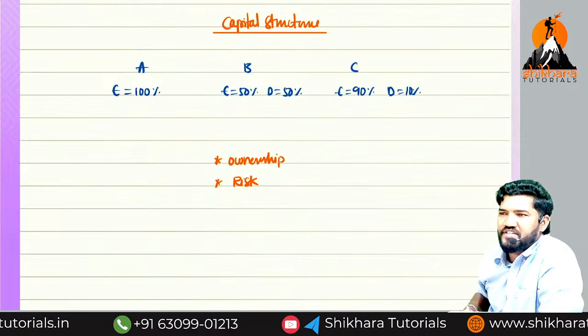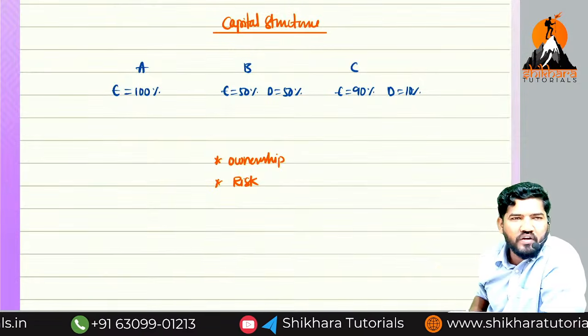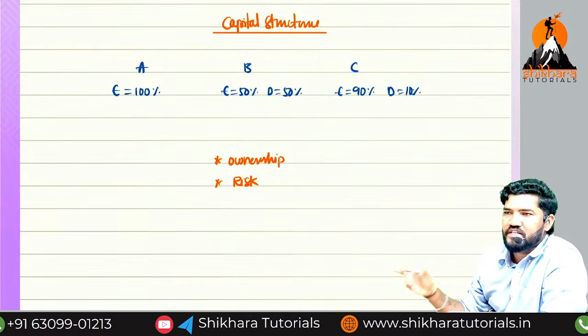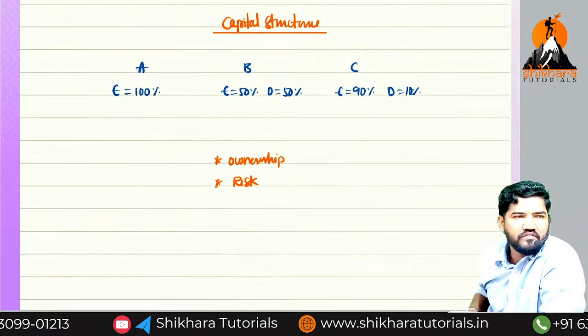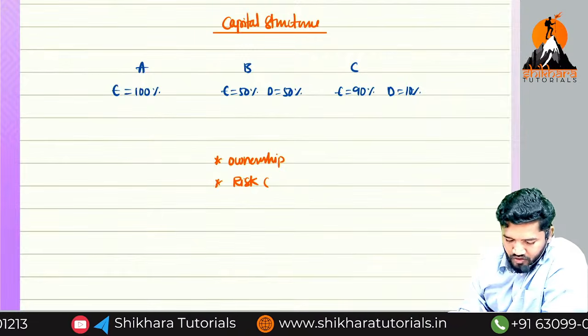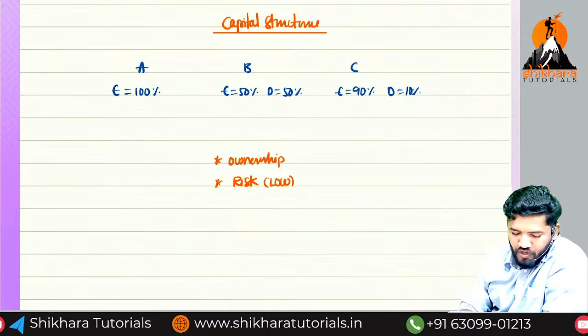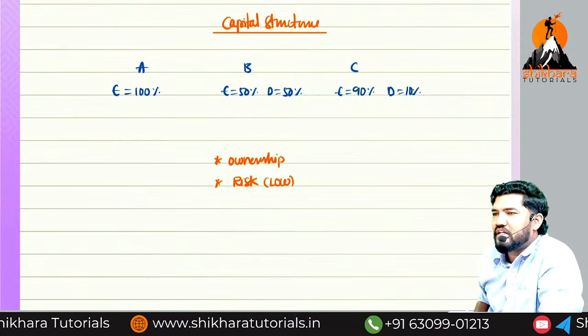Where is the highest risk? C. What do you want? Highest risk or lowest risk? So B is cancelled, C also cancelled. Which is the best one? A. Risk must be what, Nana? Low. Are you guys clear? At that time only we are using an optimal capital structure.